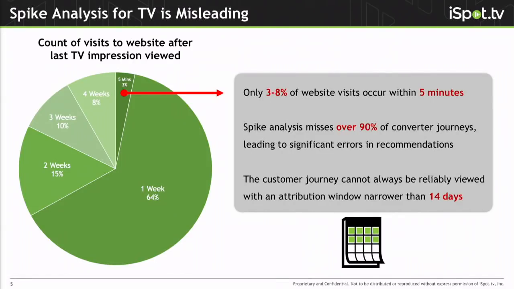So the way the market historically has connected TV to web KPIs is by doing really a last click model or a spike analysis. If you're still doing a spike analysis for television, please stop, immediately. This chart basically tells you everything you need to know. This is from across over 50 clients of ours. This is what the attribution window looks like for when people take action after an exposure. So you can see only 3 to 8% of web visits occur within 5 minutes of a TV ad airing. So if you're doing a spike analysis, you're missing at least 90% of what's actually going on.